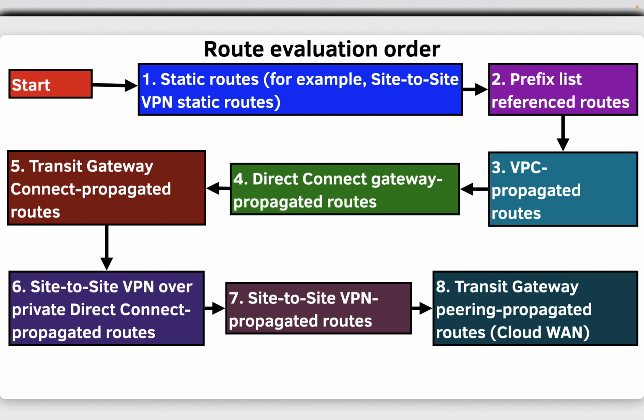And number 8 is transit gateway peering propagated routes, which is applicable to cloud virtual wide area network. So across the country or across a bigger region. So that is wide area network.